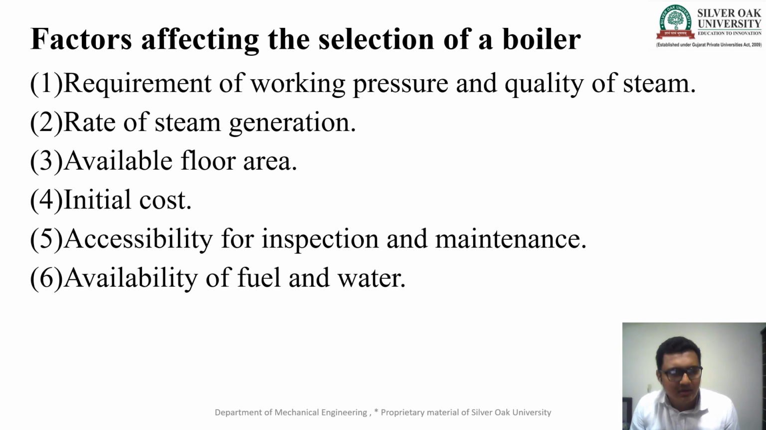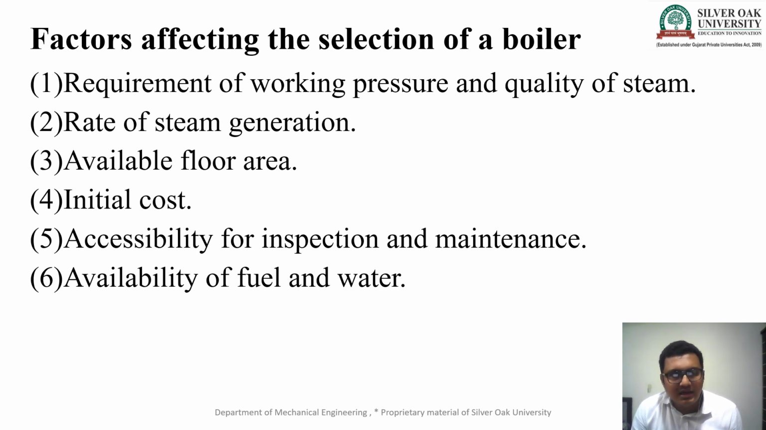Now we talk about the certain factors when we go for the selection of the boiler for our power plant. First we require the pressure and the quality of steam. So our first point is the requirement of working pressure and the quality of steam. Second one is the rate of steam generation. At which rate we require the steam, how much steam we require per hour, that is the second criteria. Third one is the available floor area, how much land we have. Fourth criteria, initial cost budget, for the selection of the boiler.